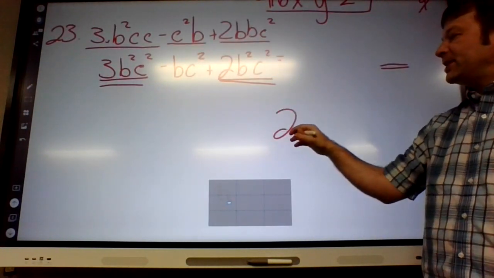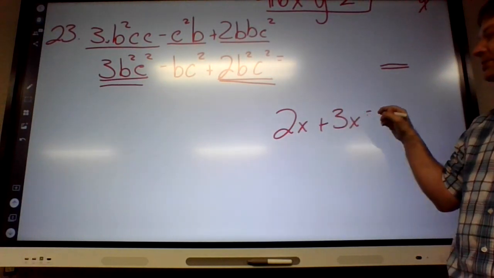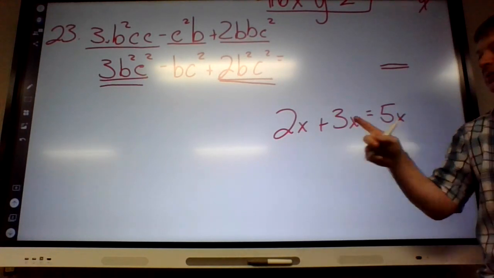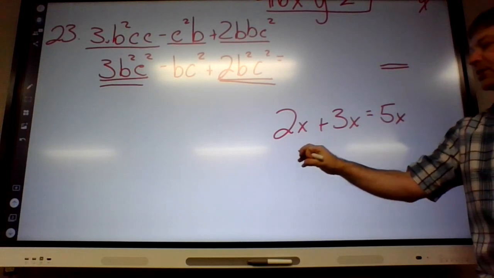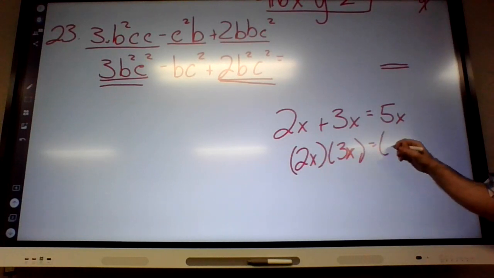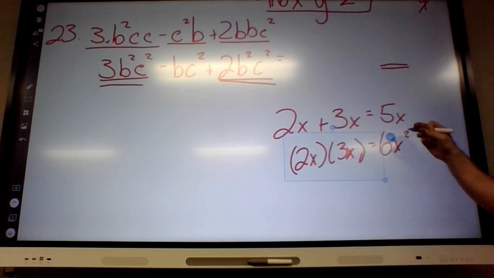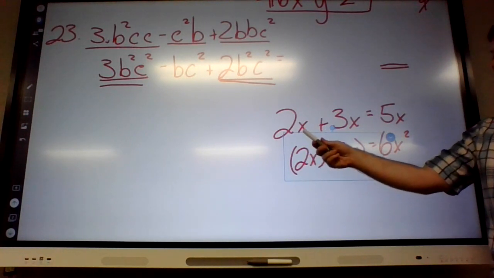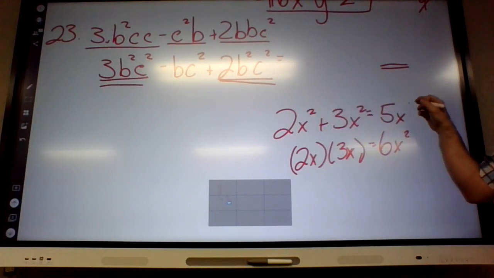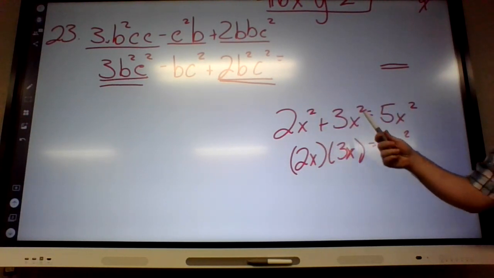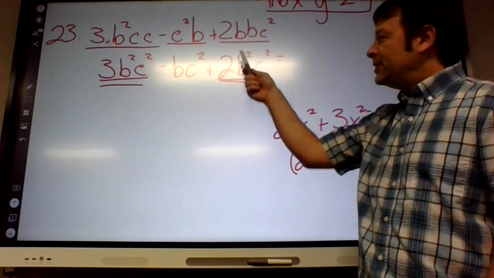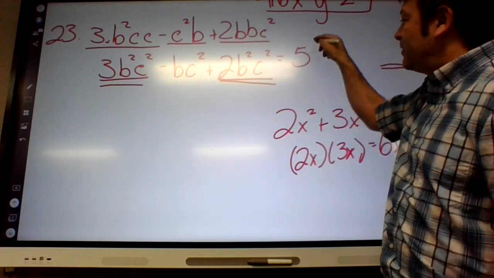Okay, let me back up for a second. What's 2x plus 3x? 5x. Not 5x squared. The exponents did not change, right? What's 2x times 3x? That is 6x squared. So my point is, when we're adding, the exponents do not change. 2x squared plus 3x squared would be 5x squared. So when I'm adding these, 3 of these plus 2 of these equals 5 of these. So it's 5b squared c squared.